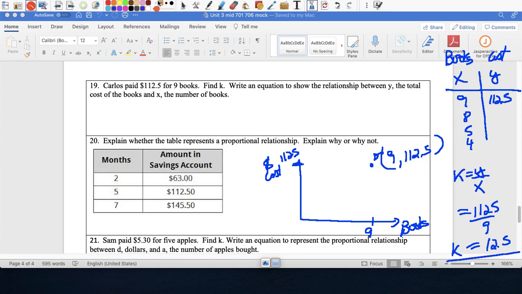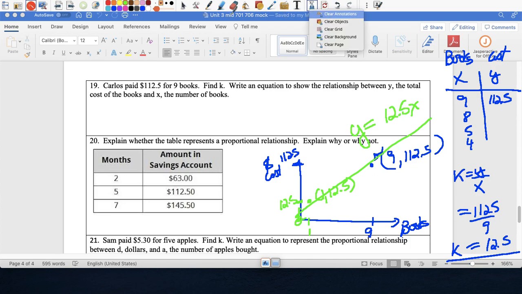And if we know that, I can come to this graph and tell you that the unit rate, when I buy one single book, is going to cost me $12.50. And that's the point right here. In this point, 1, 12.5 is our unit rate, and the equation of this line is going to be y equals 12.5x. Every x value represents the number of books you're buying. It's going to be multiplied by 12.50. So every book in that store apparently is $12.50.